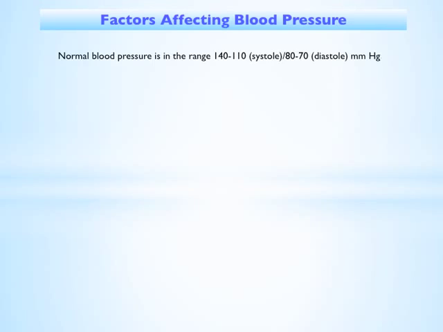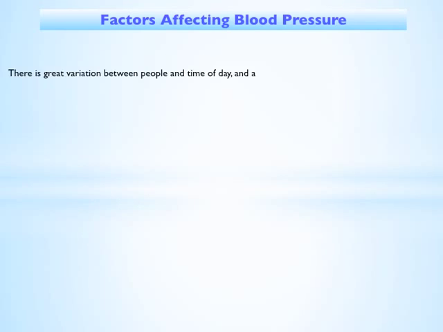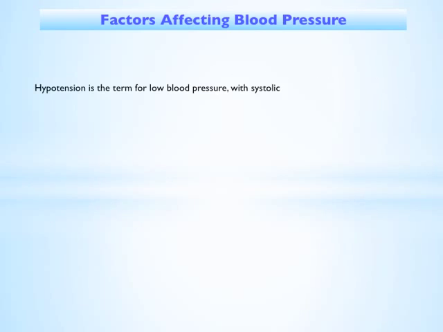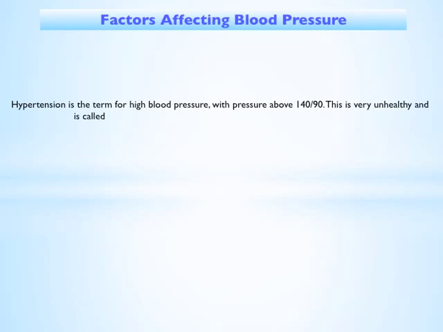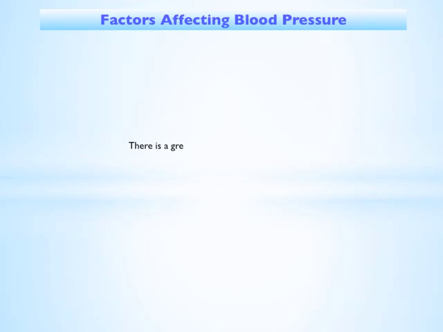So this is just some facts about blood pressure. Normal blood pressure, it varies enormously. Hypotension, low blood pressure, not a big problem. However, hypertension is a problem. So these are the risk factors for high blood pressure or hypertension.